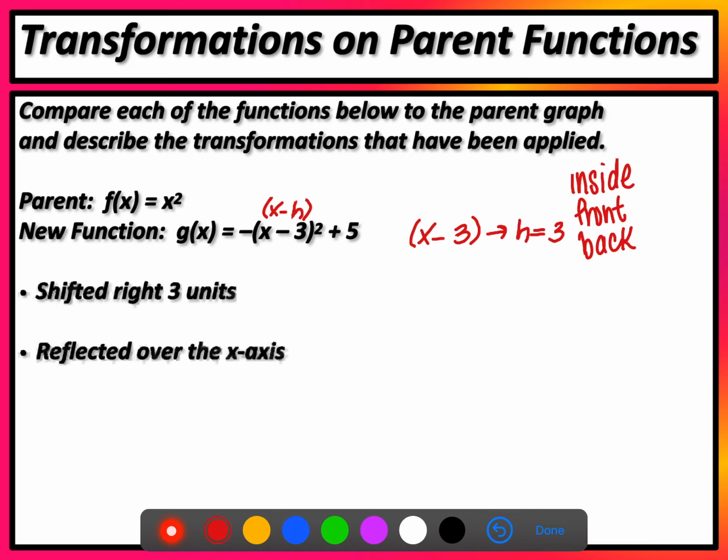Next, I go to the back, and what value do I see in the back? I see a plus 5. So this is the k value, and this is going to shift my function up 5 units. Okay, so inside, front, back, those were the 3 transformations happening here.